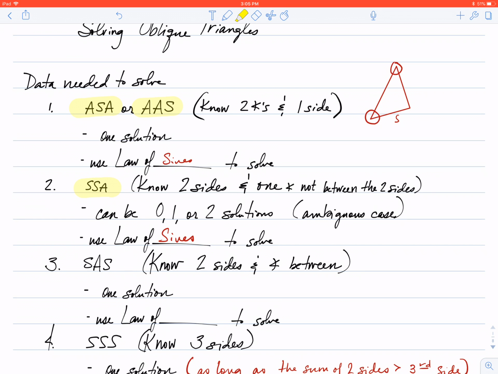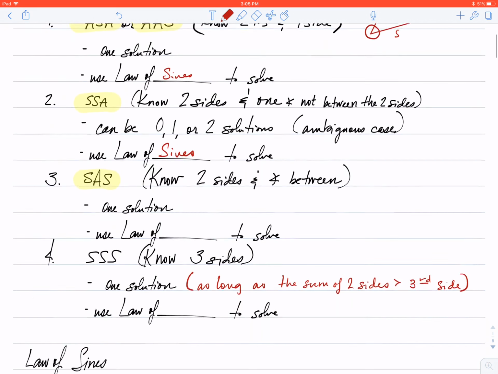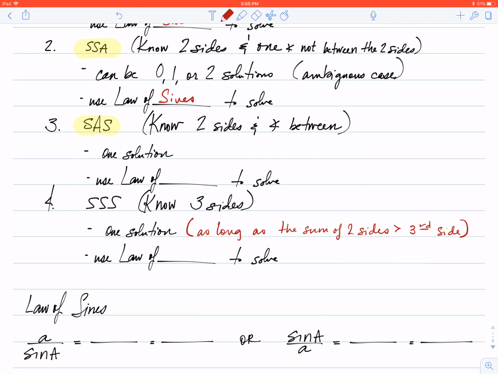The third possibility for set of data is having, again, 2 sides and an angle, just like option number 2, only this time the angle must be between the 2 sides that you're given. Here again, you only have one possible solution, one possible triangle to solve, but you'll be using the law of cosines to be able to solve that. That'll come up in the next section. This is 10.1. We'll be discussing the law of cosines in section 10.2.